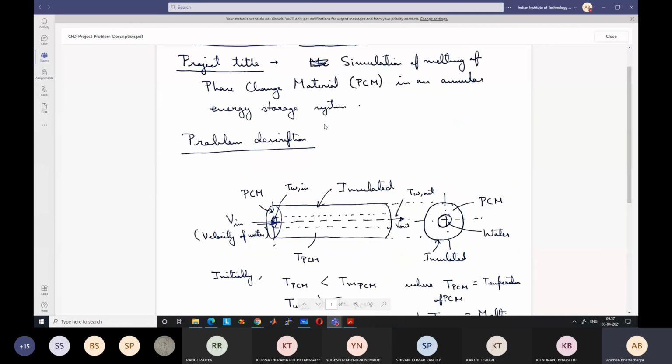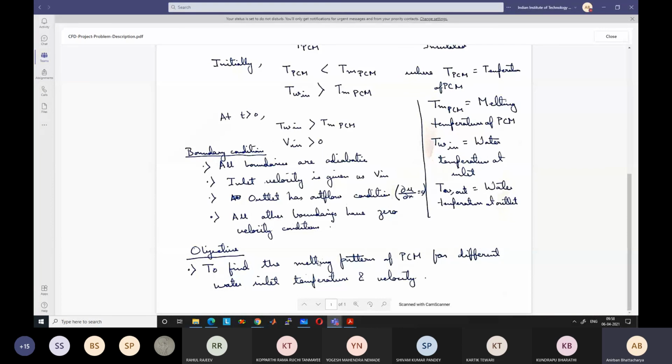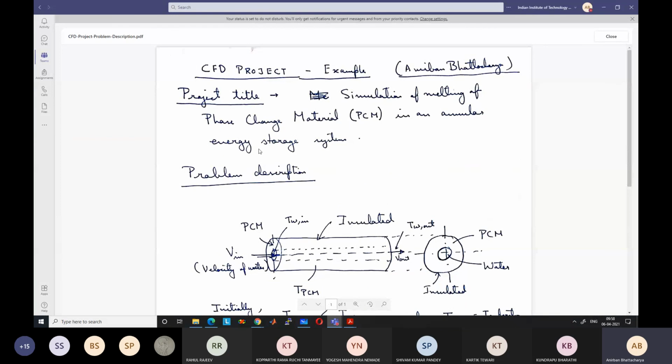The objective of your problem, for this case, is to find the melting pattern of PCM for different water inlet temperature and velocity. Something similar to this you can make as soon as possible, and you can send it to me. You should upload it here. It is much easier for me to track instead of sending through emails, because every day I get 50 or 100 emails, so it will get lost in a sea of emails. Better to upload here so that I can track.